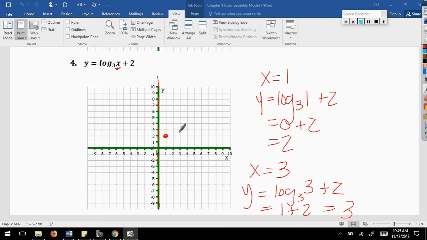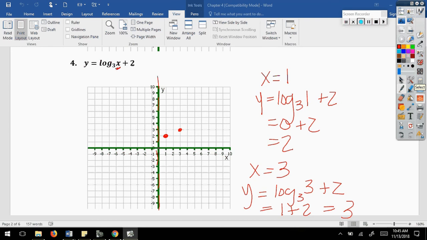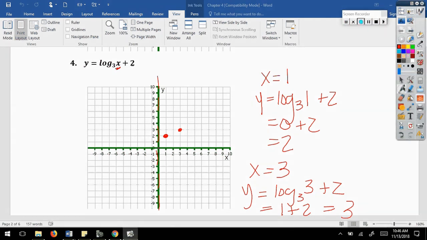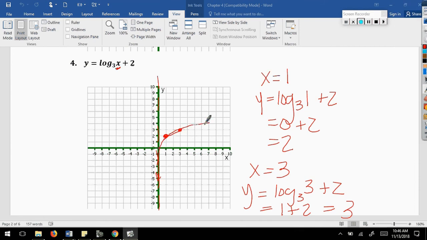So now when I connect these, it's going to hug the asymptote this way. My domain from left to right: the asymptote is at 0, and then it goes off to infinity. And for range, I am negative infinity to infinity.